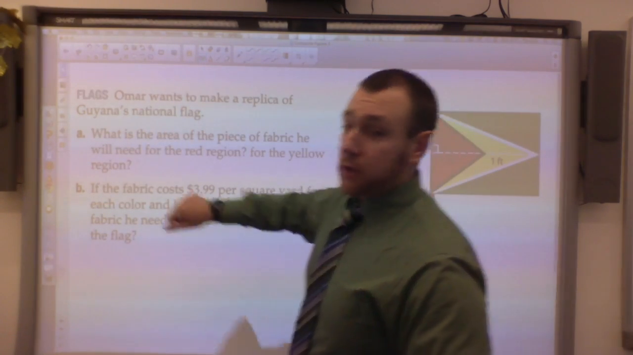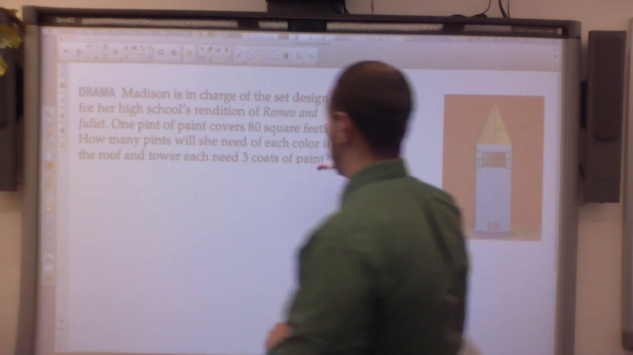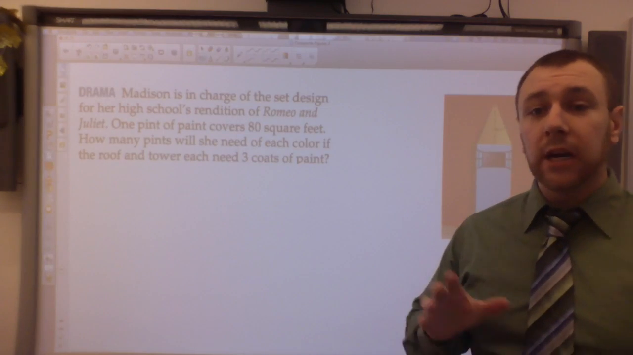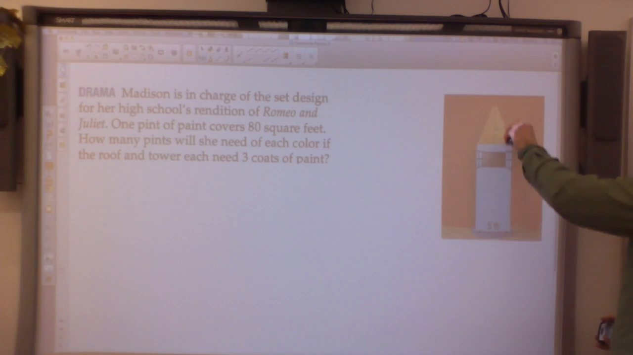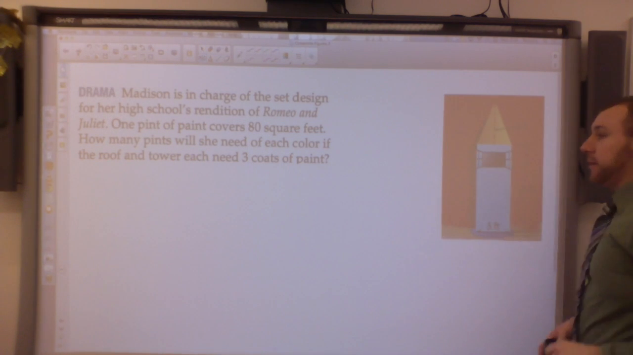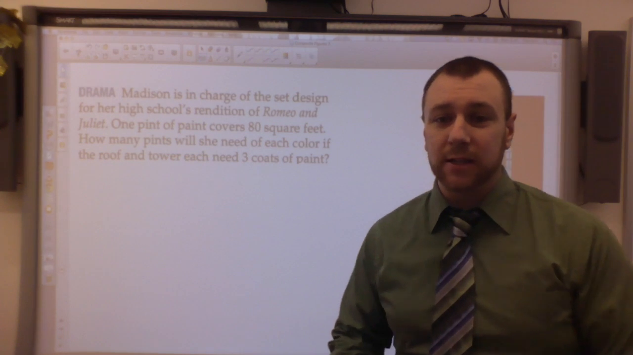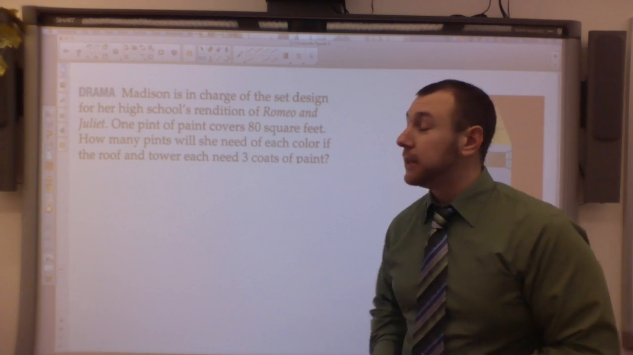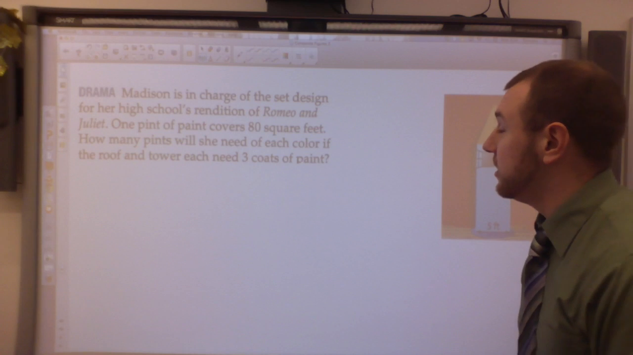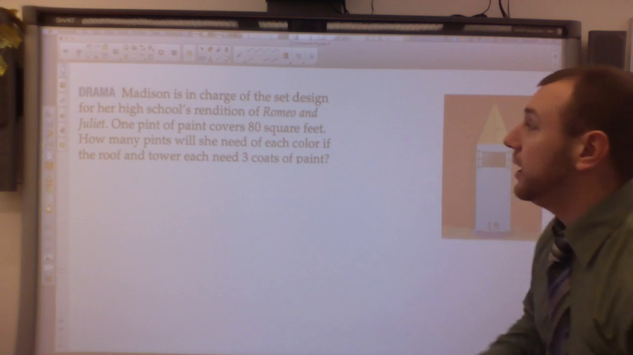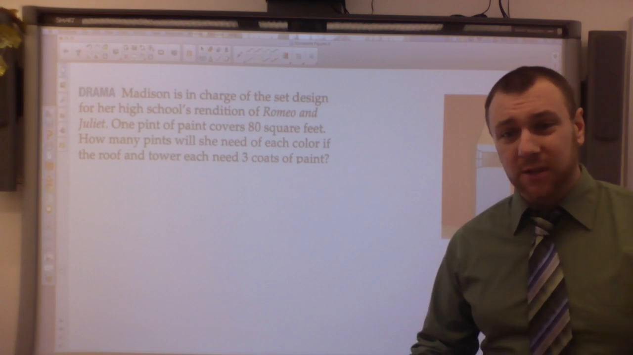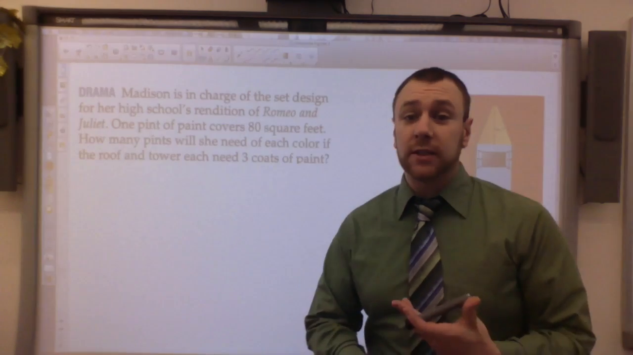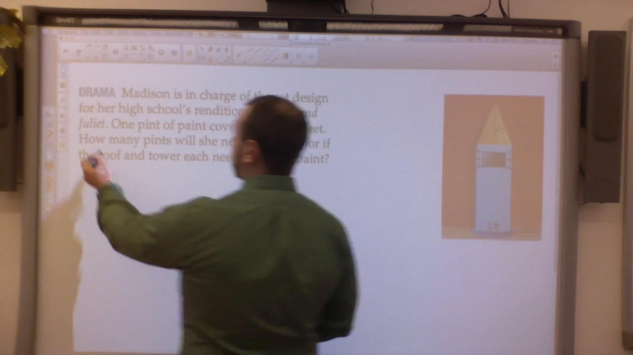I want you to skip this question, and I want you to go into this. Now you don't see the different colors in this, but there's a yellow piece up here and there's a blue piece up here. And one of the key things that we need to talk about are word problems. So Madison is in charge of the set design for her high school's rendition of Romeo and Juliet. Does that matter to the question? No. Okay, it's just setting the stage. So I'm just going to ignore that.